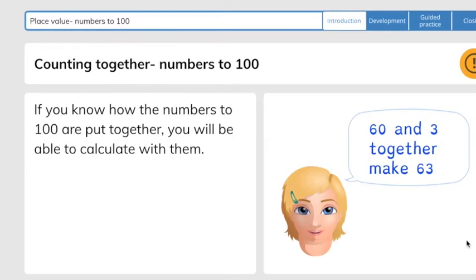Okay, so if you know how the numbers to 100 are put together, you will be able to calculate with them. That means that you are going to be able to add and subtract numbers within 100. So right here it says 60 and 3 together make 63. We have 6 tens and 3 ones, so that would make 63.